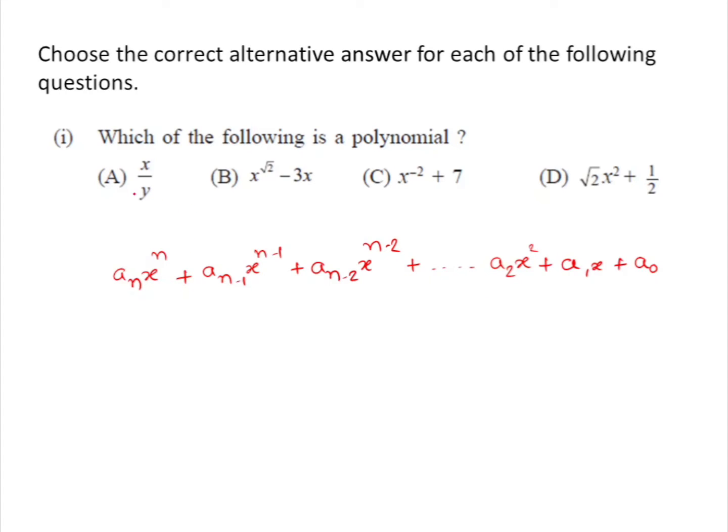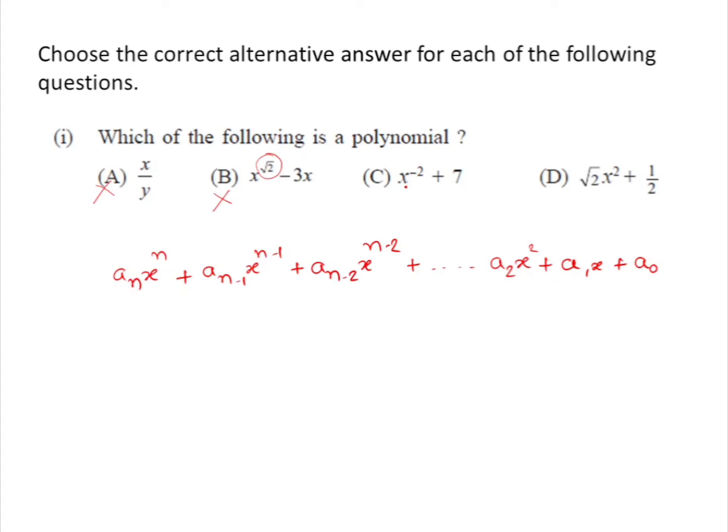So if we compare these four expressions given over here, the first is x divided by y. So as we can see here, there are two variables in this expression, x divided by y. That's why it cannot be a polynomial, because to be a polynomial there must be only one variable. So we can eliminate the first one. In the second one, as you can see, x raised to root 2 is there and it cannot be possible for any polynomial. So option B is also not a polynomial.